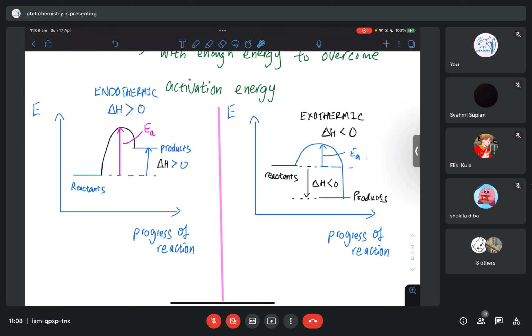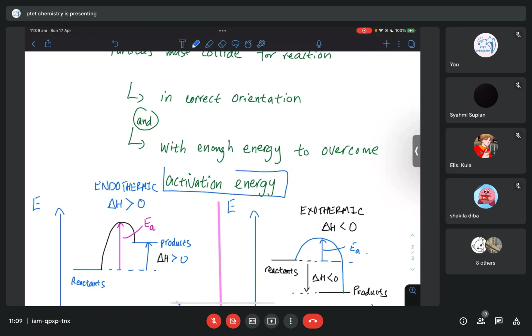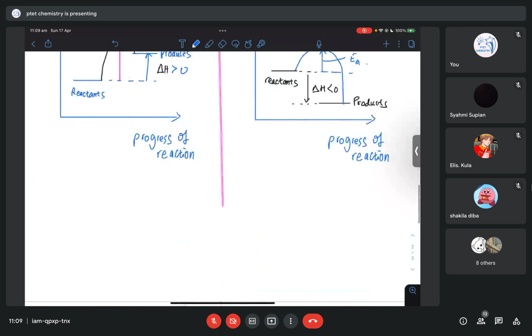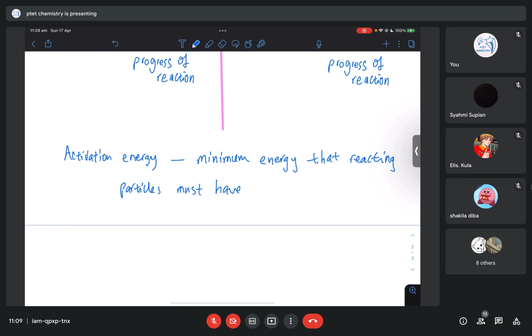A couple of terminology that you have to know in this topic. One of them is called activation energy. So how do you define activation energy? This could be a 1 to 2 mark question. So activation energy is the minimum energy. You think about you needing to overcome that slope there. Minimum energy that your reacting particles, your reacting molecules must possess in order to react.